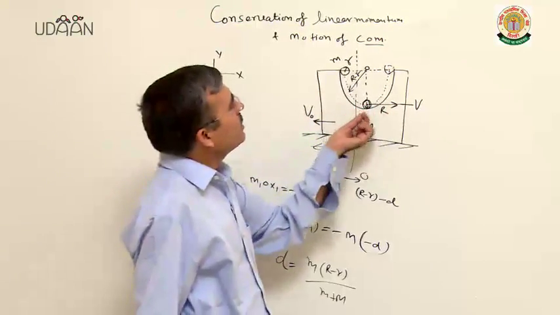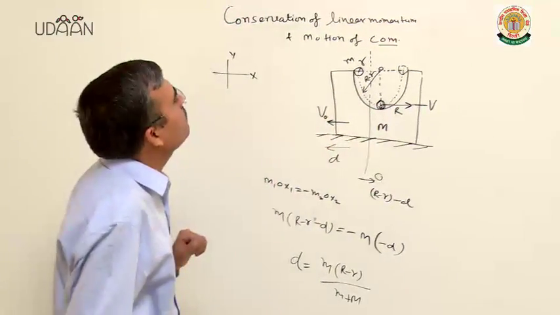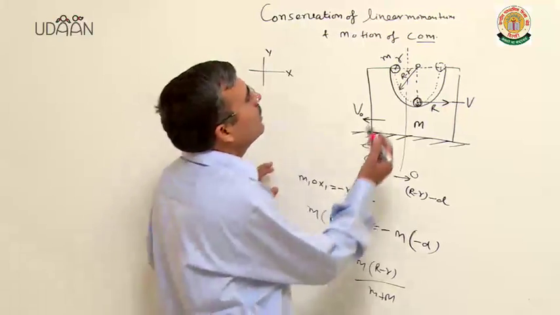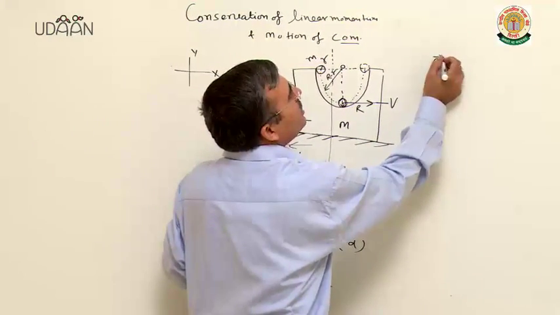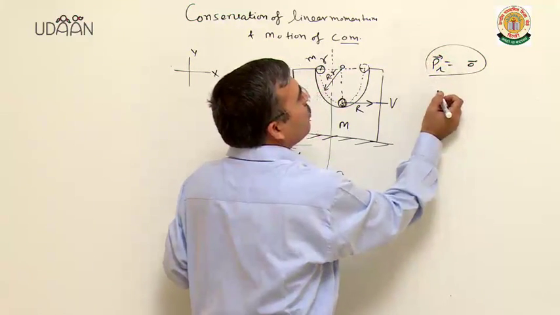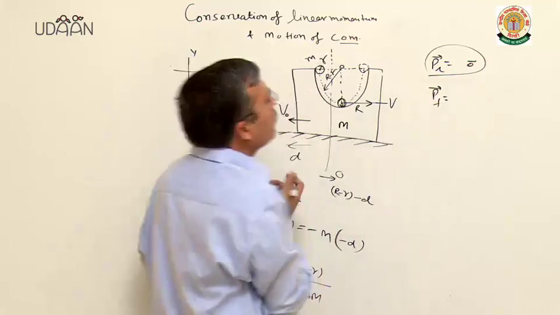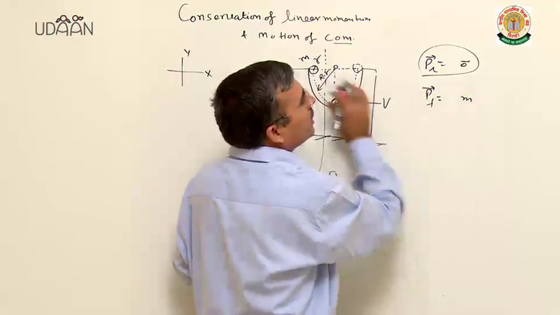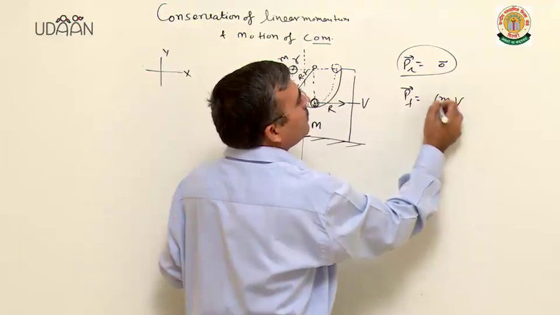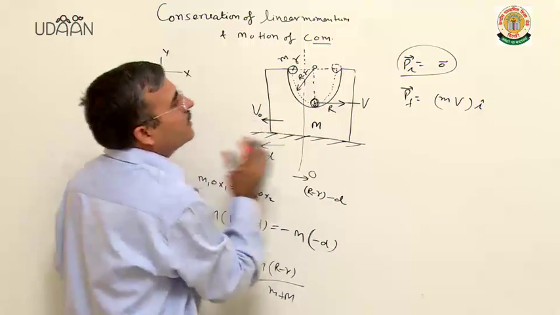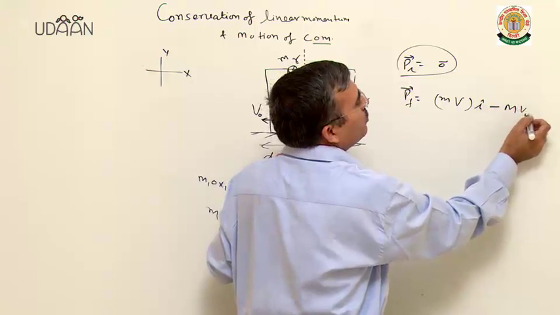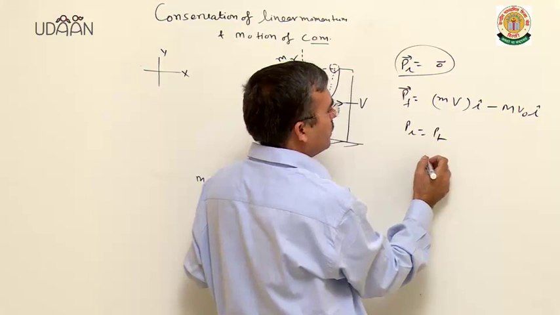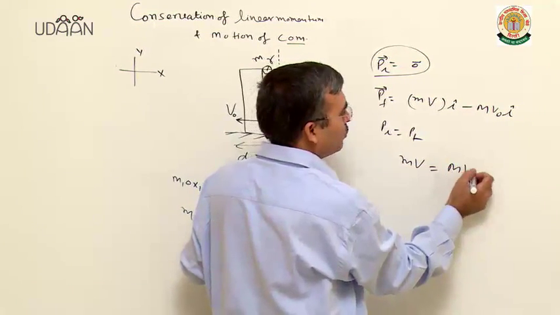Let us calculate the velocity of the smaller m block when it reaches the lowest position. Here we have to apply conservation of linear momentum in the x direction. So initially the momentum of the system is zero. Finally, the final momentum is the momentum of the small m body, small m into v i cap, minus capital M into V naught i cap. So P initial equals P final, you will get small m into v equals capital M into V naught.